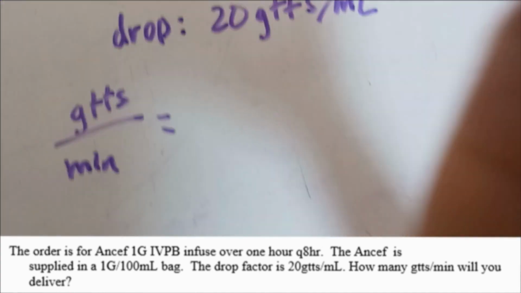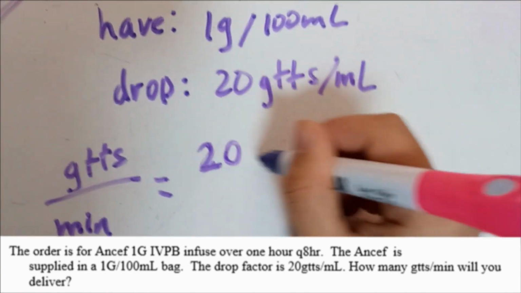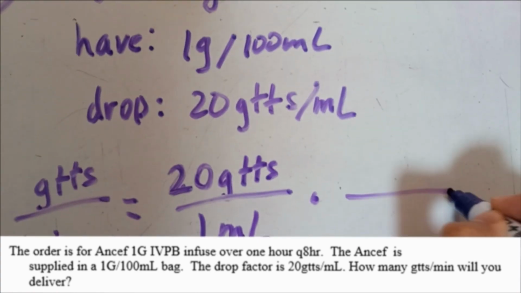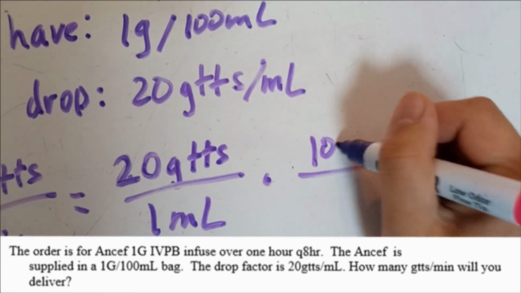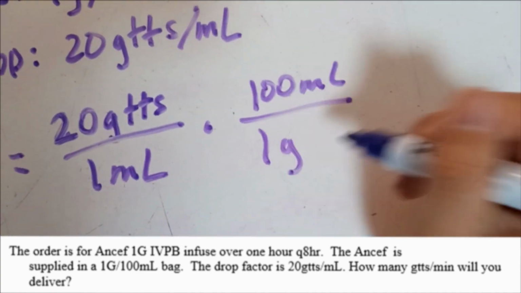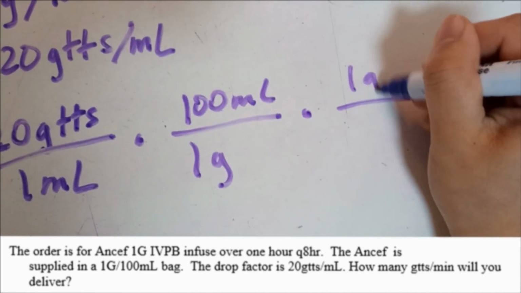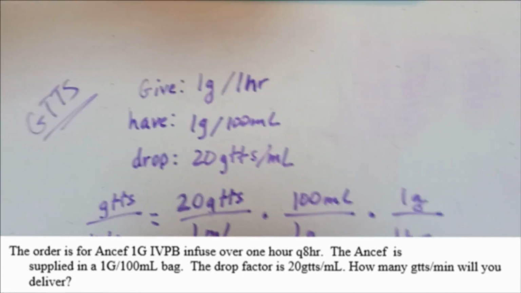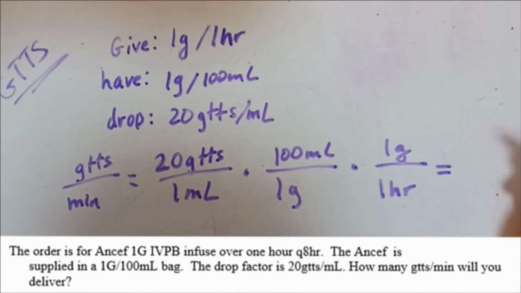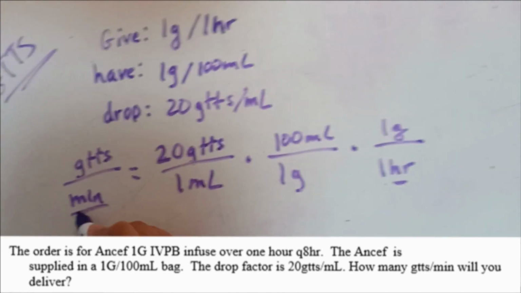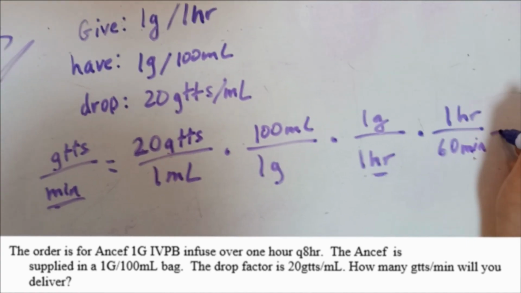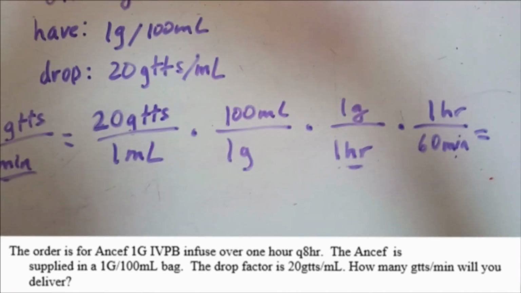So the first thing we're going to do is match our units to units. So we have 20 drops for 1 milliliter, okay? And then we have 100 milliliters for 1 gram, okay? And we're supposed to give 1 gram for 1 hour, okay? Now if we do this all together, that's not it because we have hours, right? We're supposed to end with minutes. So we have to convert from 1 hour into 60 minutes, okay?